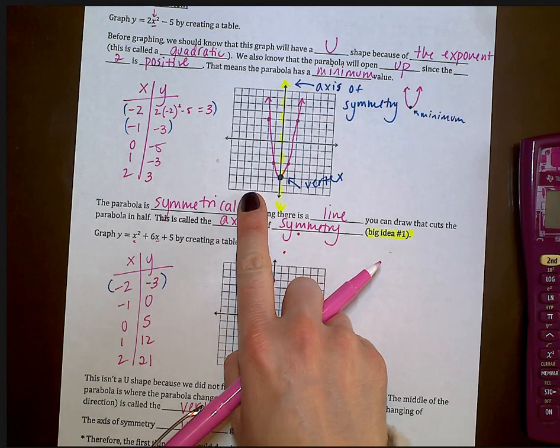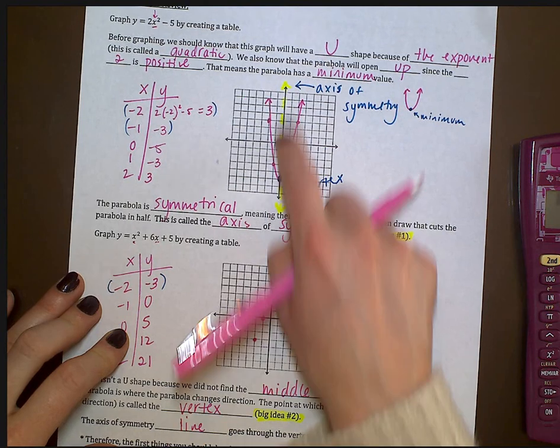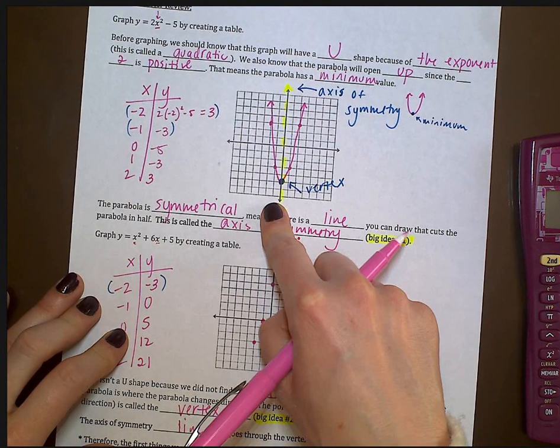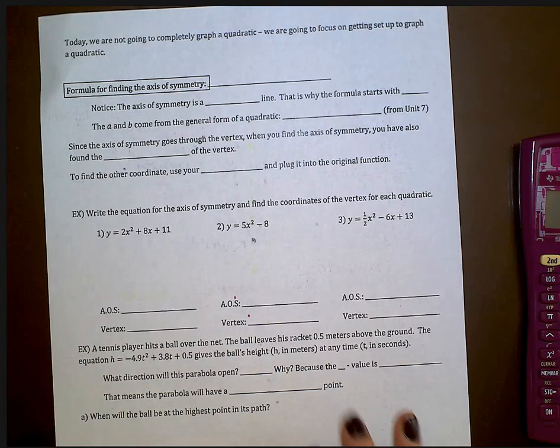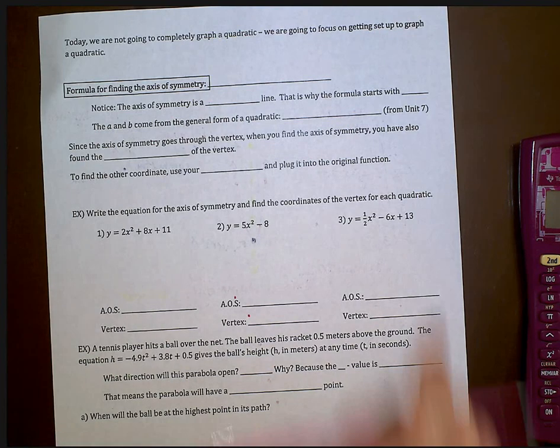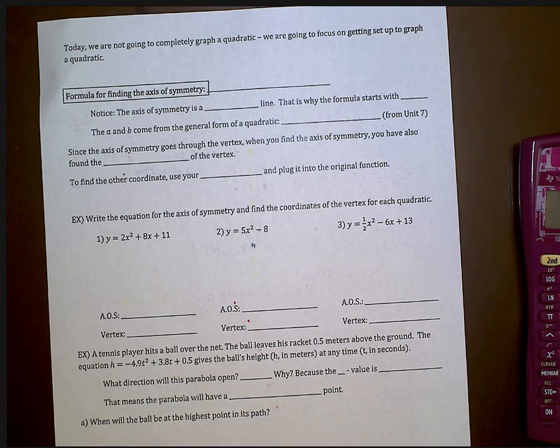Every U that we gave you in first semester, the vertex was like 0, -5, 0, 3. It was on the y-axis. That's just not the case this time. We have to do a little bit more work. Okay, so like I said, we're just going to do the first steps in setting up a graph today. Part 2, we'll put it all together and actually graph.